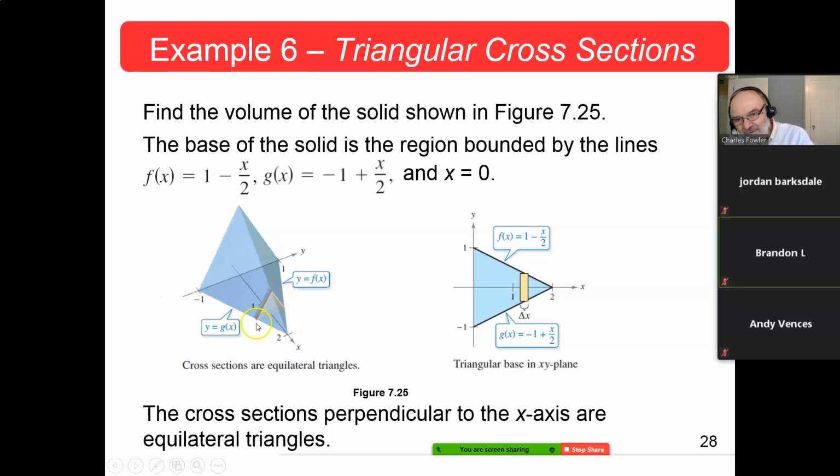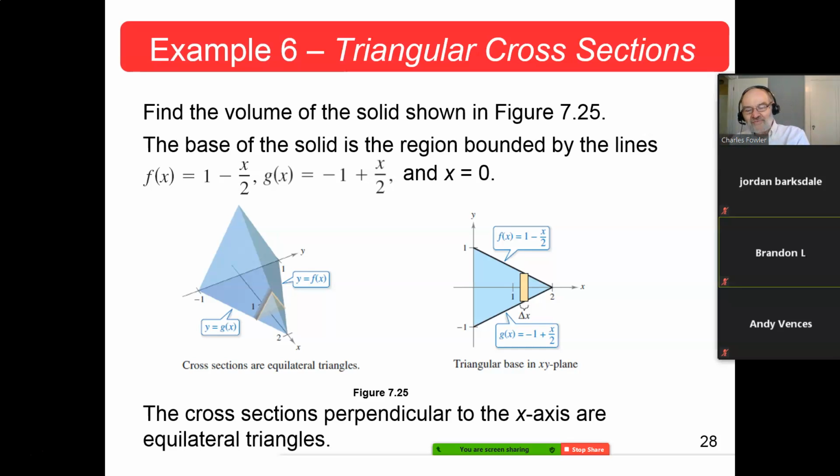This one down here, the g of x, has a positive slope, a positive 1/2 slope there. And your y-intercept is -1, so it would be 1/2 x minus 1. And that's what you have here, -1/2 x minus 1. Now you might ask yourself, why do you need to know those two equations of a line?